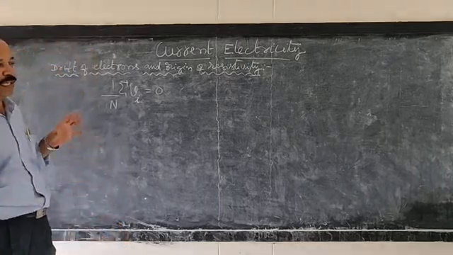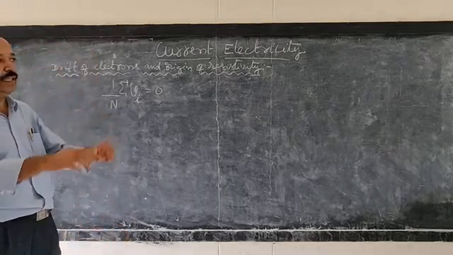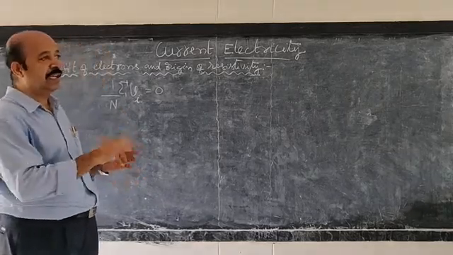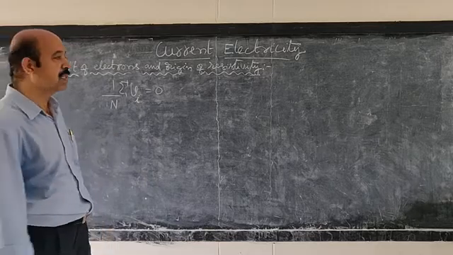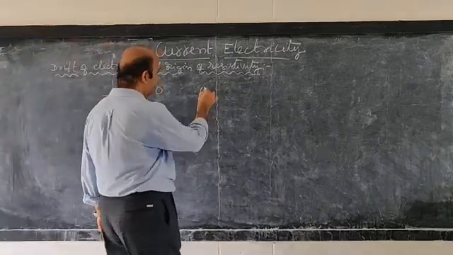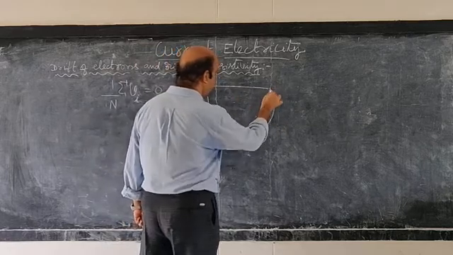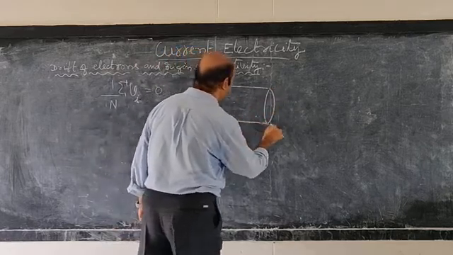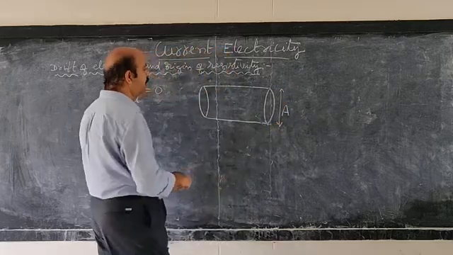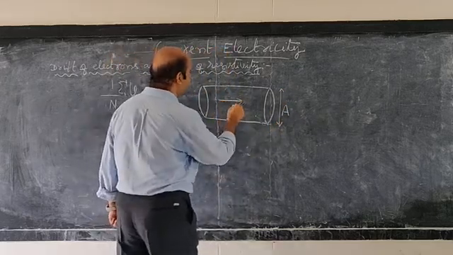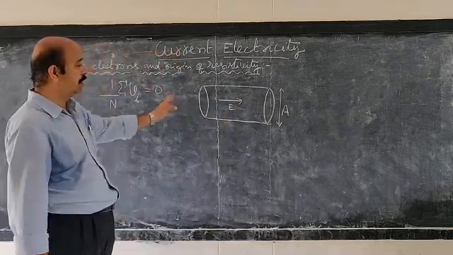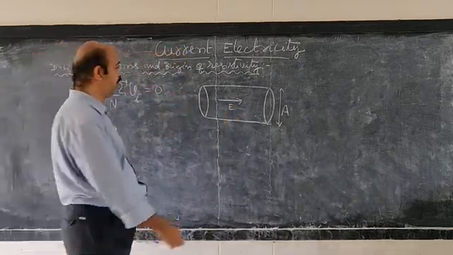Suppose you apply an electric field by connecting a cell or a battery to the conductor, creating a potential difference across the ends. Let us suppose this is a conductor with some cross section A. Now an electric field is applied by connecting a source that maintains a constant potential difference.